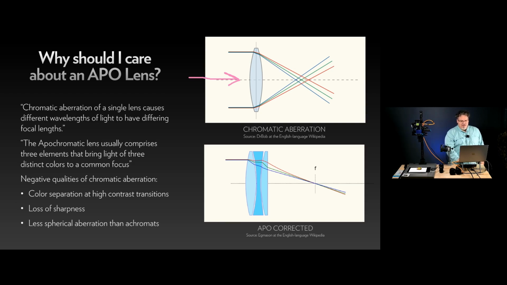And imagine if this is your film plane, those colors are not all focusing at the same place. Only the green is in proper focus. The blue is going to be out of focus and the red's going to be out of focus. An APO corrected lens, you'll see right here, doesn't have that issue. And we're going to look at it in a little more detail in the next slide. But what you need to know is that an APO lens corrects for the separation of colors, which happens when they pass through glass or when they refract.